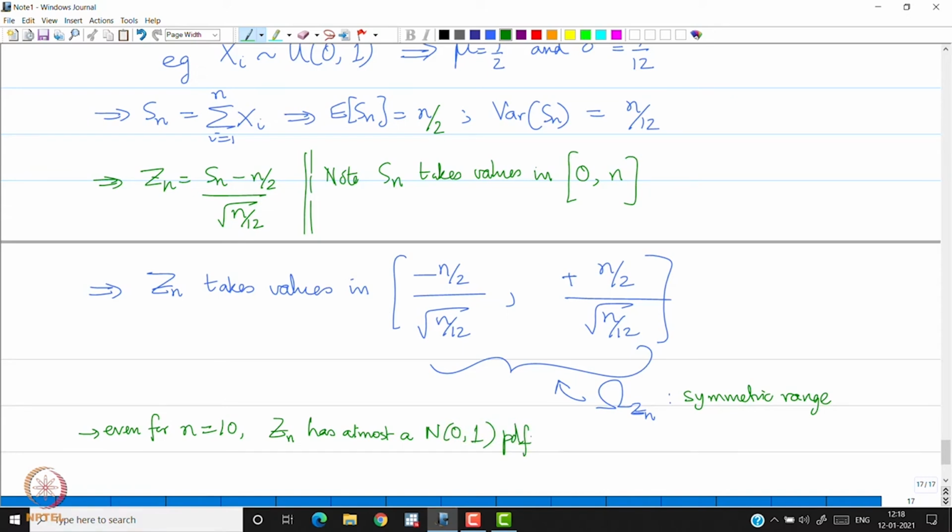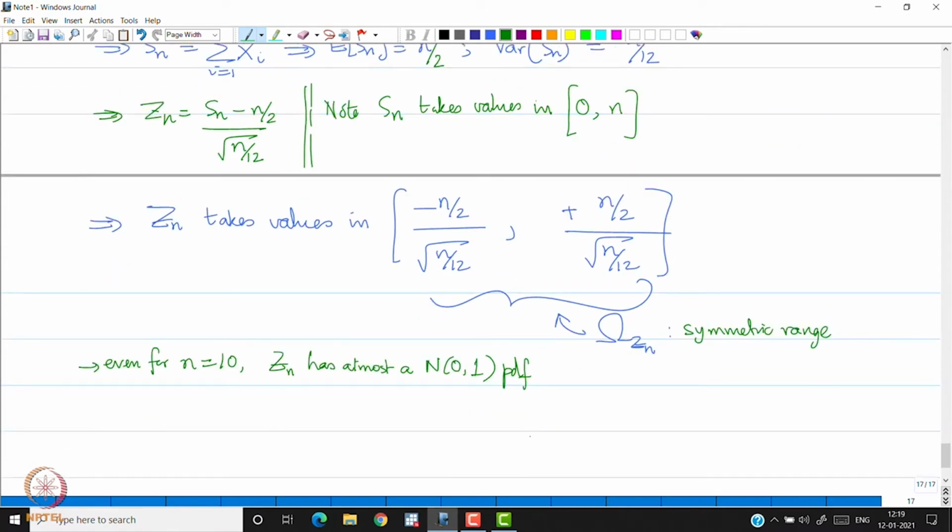The range of Zn, as you can see from here, actually grows with the square root of n. I deliberately didn't simplify this. You can simplify it, and you will see that this n by root n will become root n in the numerator. You don't have to go for very large values of n. It turns out in this particular example that the CLT kicks in even for relatively small values of n, like 10. And this can be easily done by simulation or by numerical calculation.